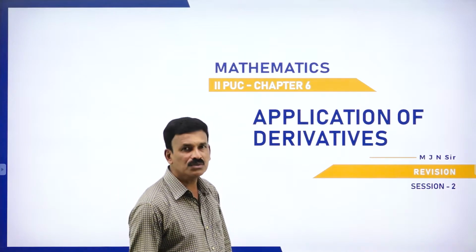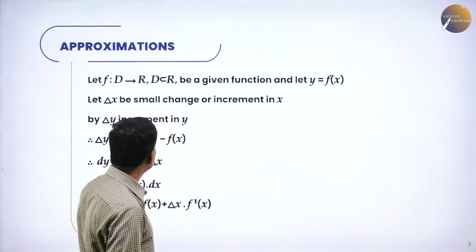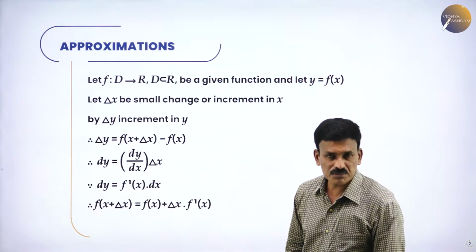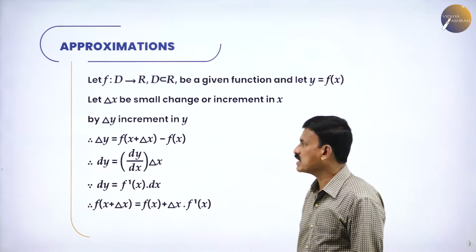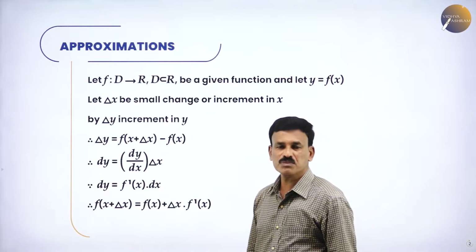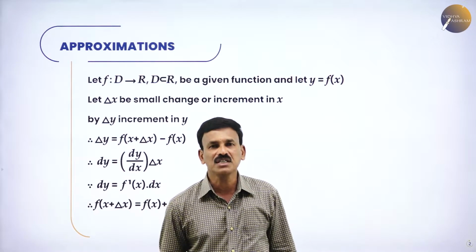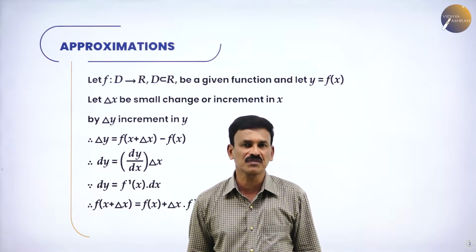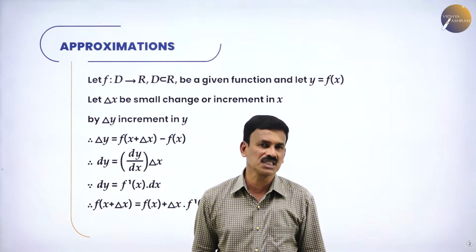Now, let us come to the first concept. Today, I am going to discuss the revision of approximation as well as maxima and minima. Now, let us come to the approximation. In this, you may expect one small question: finding the approximate value of square root or cube root of any number correct to 2 or 3 decimal places.